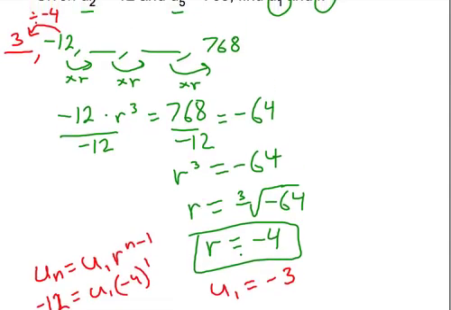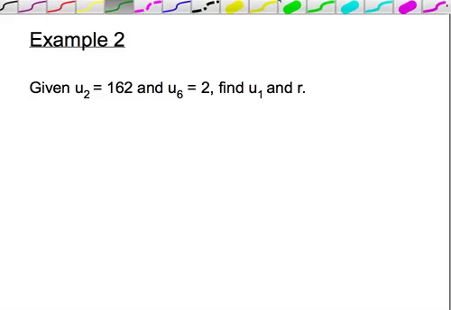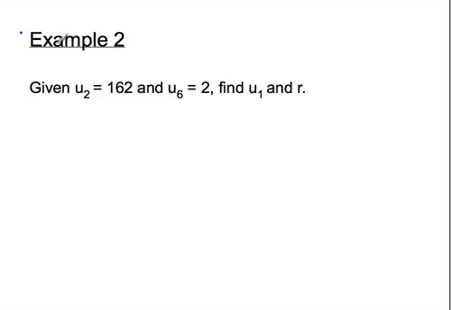Okay, next example. In the next example, we're given U2 and U6. We're going to find U sub 1 and R. So this is a similar example, but something different happens here. So now, how many times did we multiply by R to get from U2 to U6? We're going to multiply by R 4 times.